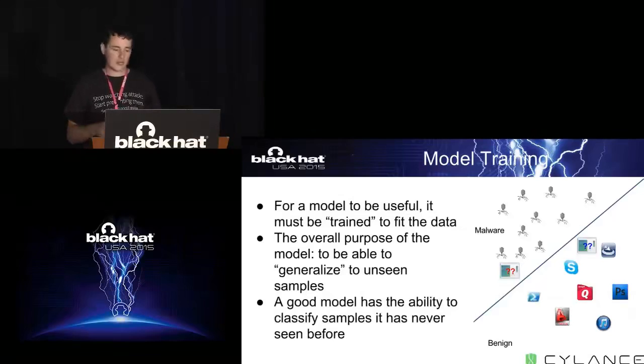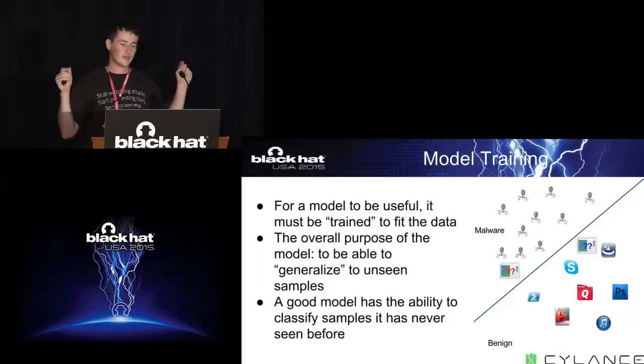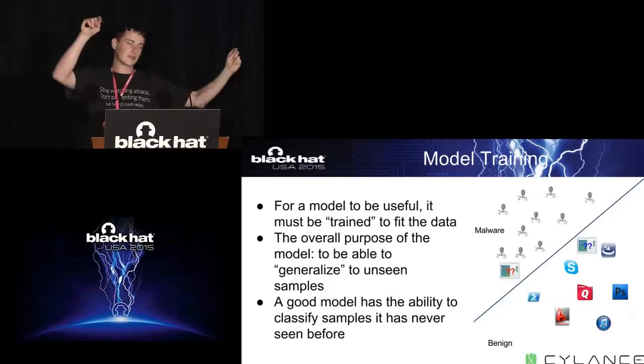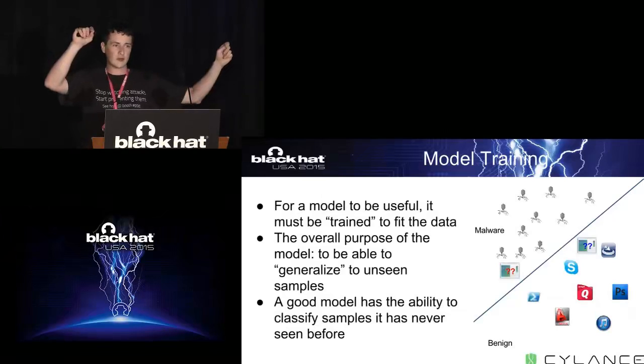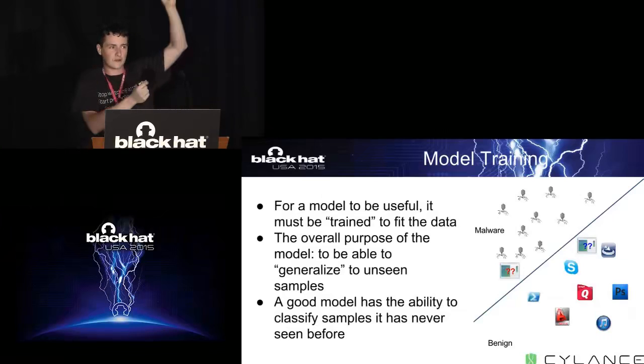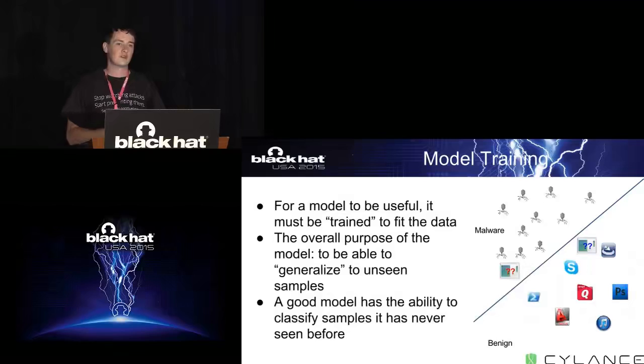So the line may start off... see if I can get the laser pointer. I suppose it's not showing up on there pretty well. Okay, so I'll mime it. So the decision boundary may start off being something like this, and then over time, as it starts to look at more samples, the decision boundary will sort of figure out how to best move that line around so that it can divide between good and bad.